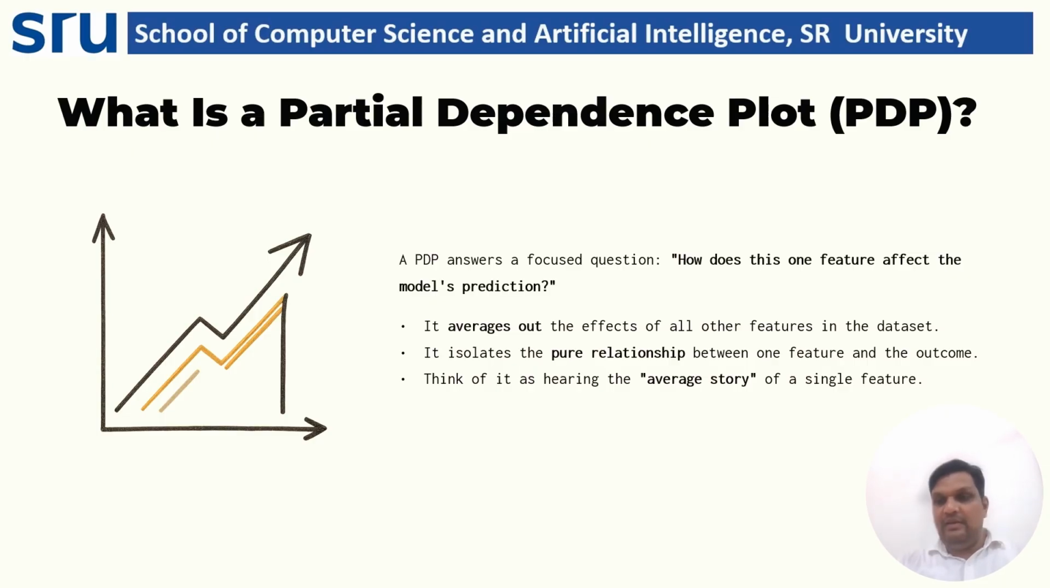So we can say here a partial dependence plot answers a simple question: how does one feature affect the model prediction? It isolates the feature and shows its overall influence.